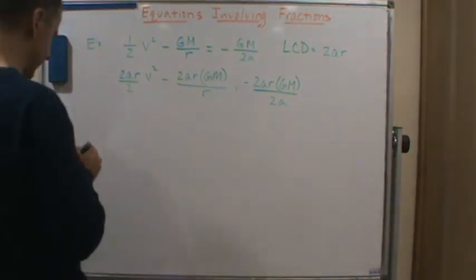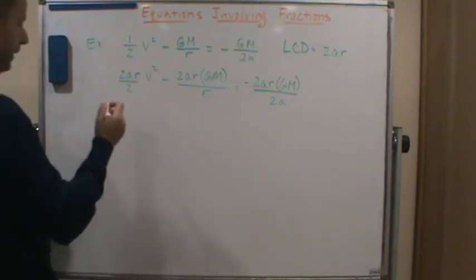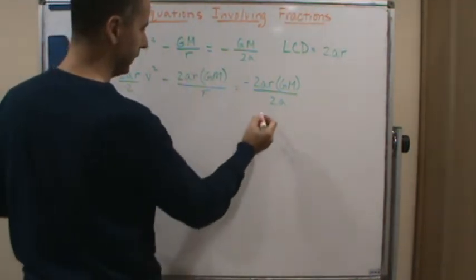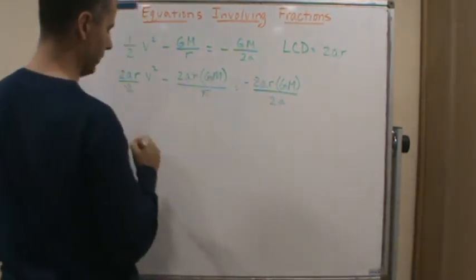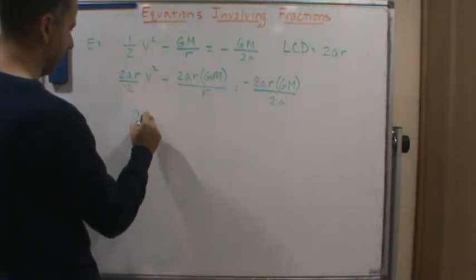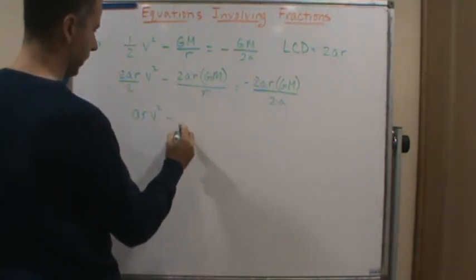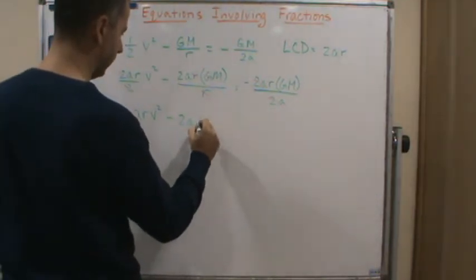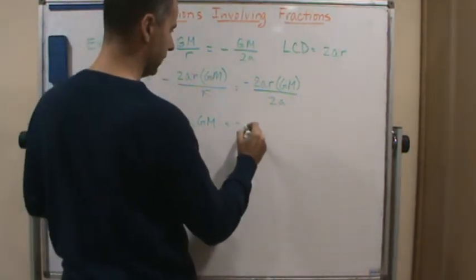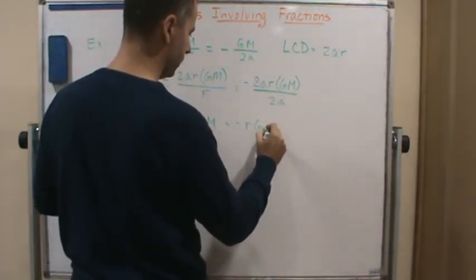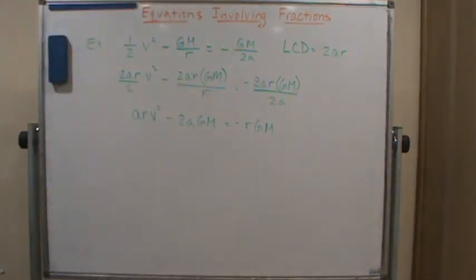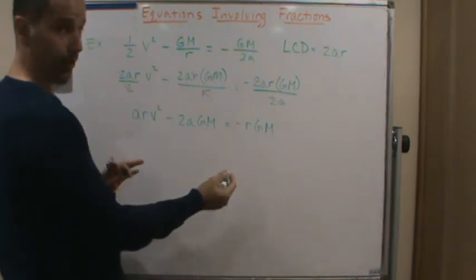And so now if I cancel things out, what do I get? Well, the 2's cancel here, the R's cancel here, and the 2A cancels with the 2A here. And I end up with what? I end up with AR V squared minus 2A GM equals negative R GM. And so now all I have to do is isolate the M and solve.